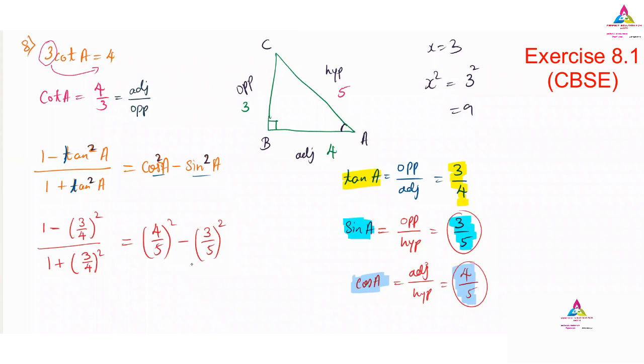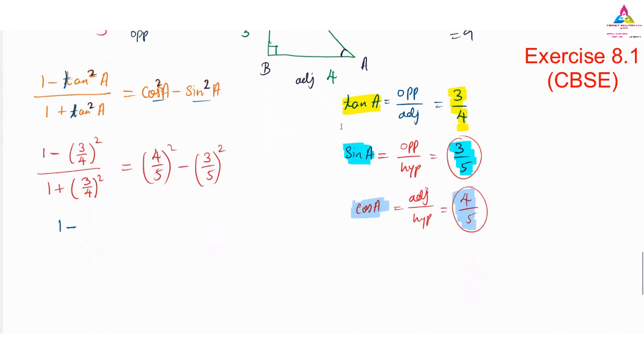So now let us calculate. 1 minus 3 square is how much? What is 3 square? 9. 9 divided by 4 square, which is 16. And 1 plus 3 square is 9, with 4 square being 16. That equals 4 square is 16 and 5 square is 25, minus 3 square is 9 divided by 5 square is 25.